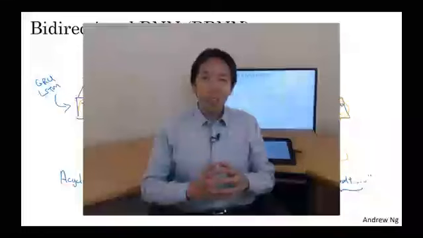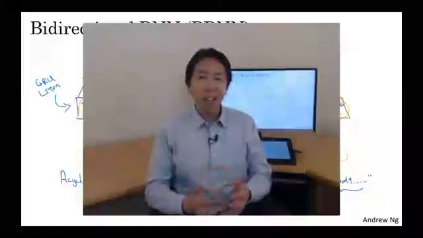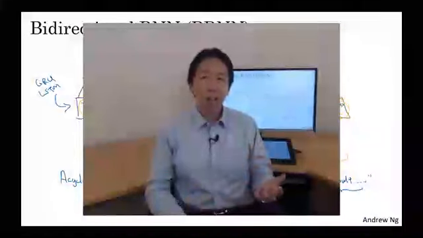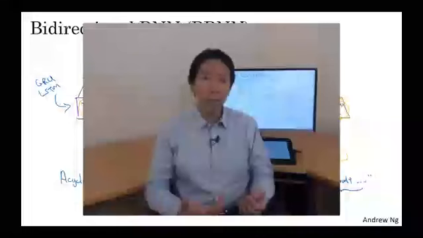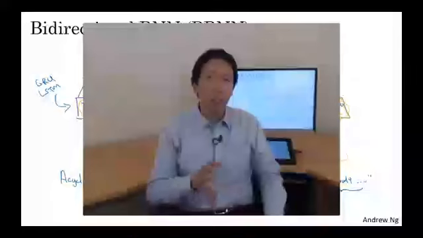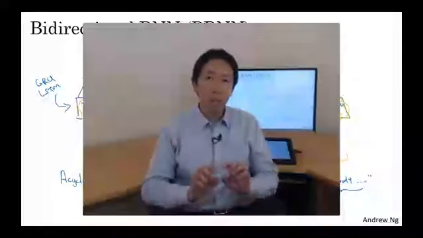So that's it for the bidirectional RNN. This is a modification that you can make to the basic RNN architecture, or the GRU, or the LSTM. By making this change, you can have a model that uses RNN or GRU or LSTM and is able to make predictions anywhere, even in the middle of the sequence, but take into account information potentially from the entire sequence.